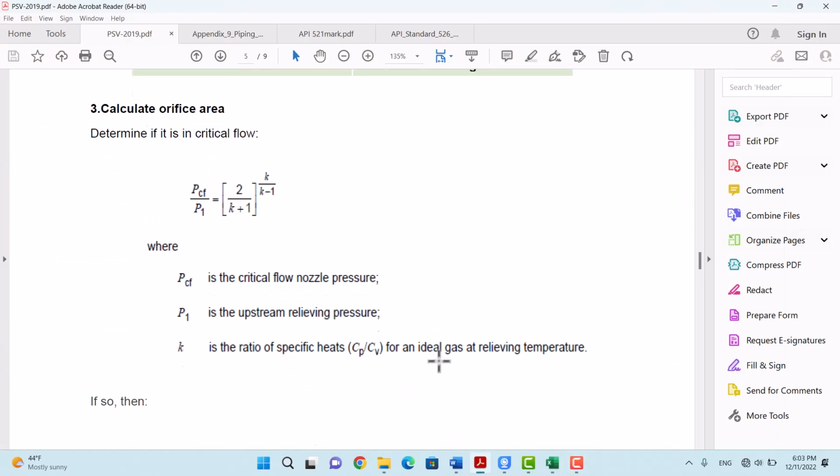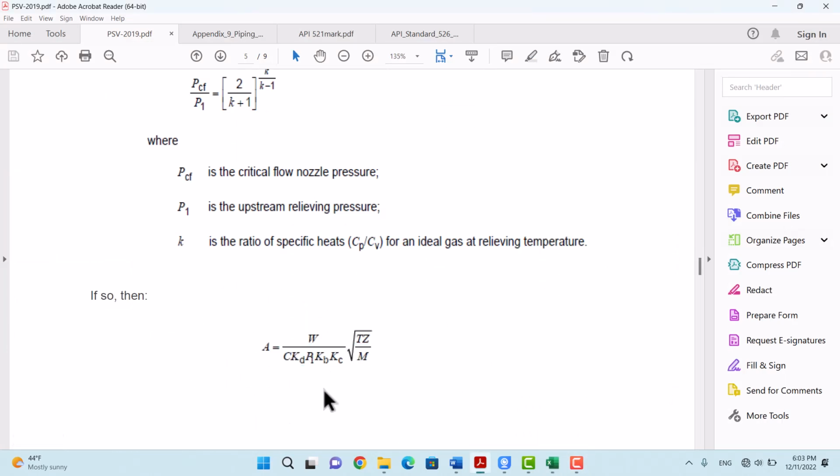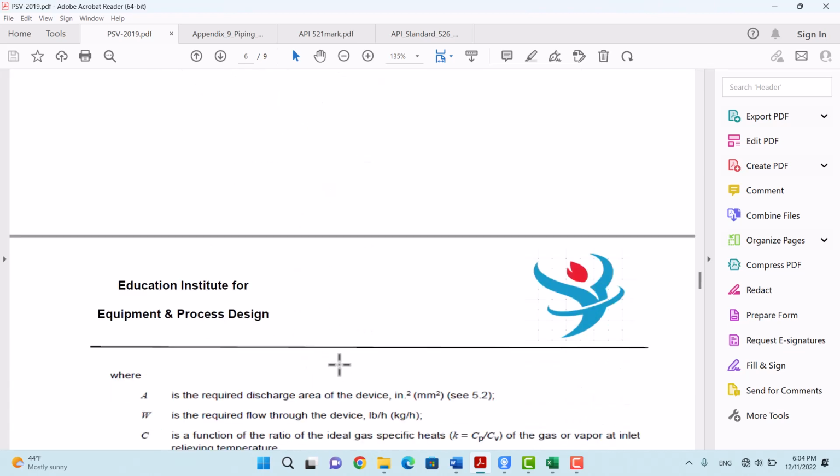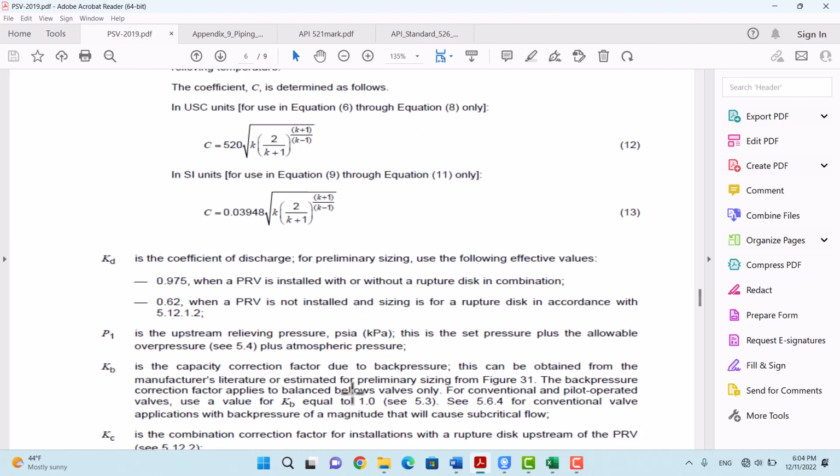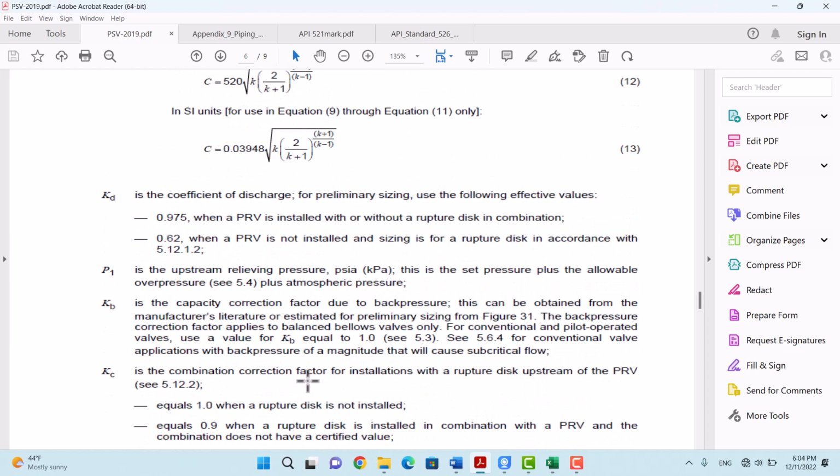And since we are in a critical flow, we can use these equations. This is the effective orifice area calculation. It is dependent on different parameters: the weight calculated, the relief load, the temperature, the Z factor, the molecular weight, and the C factor, and relieving pressure, opposite relieving pressure, and different types of K factors. Of course, we're going to talk about every parameter here. We have different cofactors here.